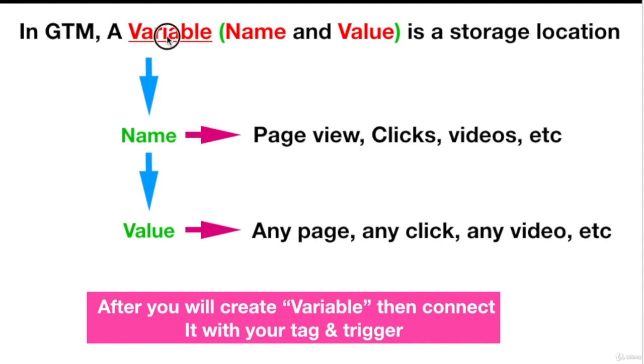For example, here we have the variable name page view. Page view is the name of a variable, and the value of this page view can be any page you want. Let's make it easier to understand with the help of arrows. Page view's value is any page. Now friends, any page can be any link of a page.